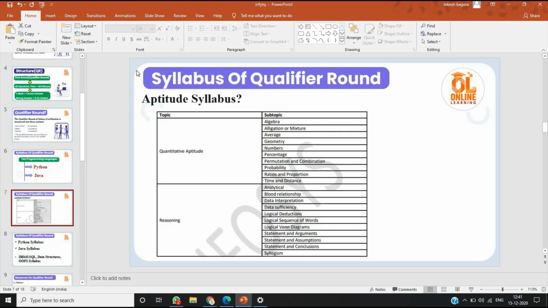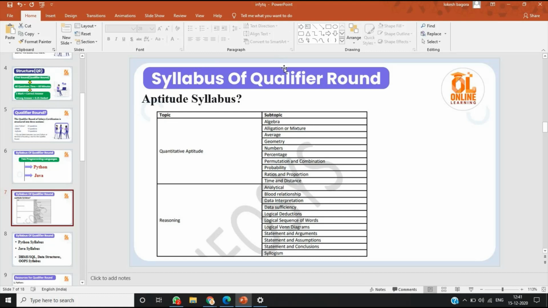As I told, first I will discuss the syllabus of the qualifier round, and in the next slide we will see what some resources for the qualifier round are that will definitely help you.